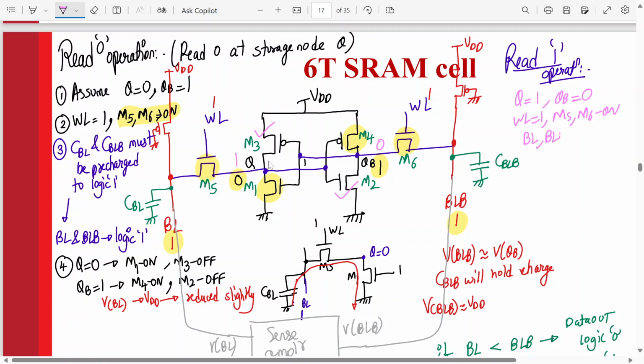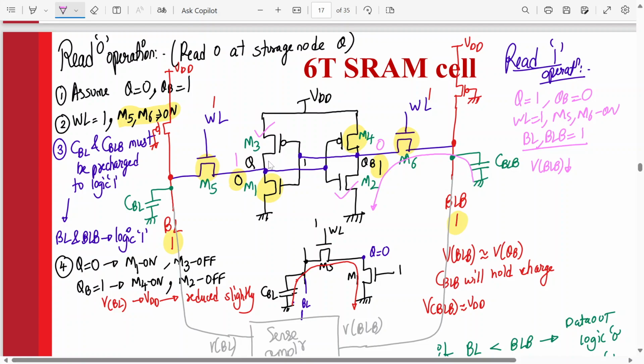The bitline and bitline bar are both 1. All are 1 only. So tell me, what is the difference over here? Here it is 0, and here it is 1. So there is a voltage difference between here and here. What will happen due to that? This capacitor will try to discharge via M6 and M2. So the voltage at BLB will reduce slightly because there is a voltage difference between BLB and QB.